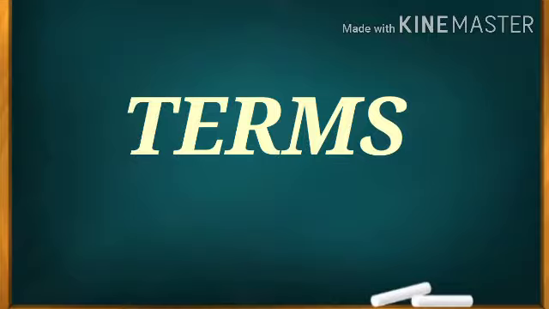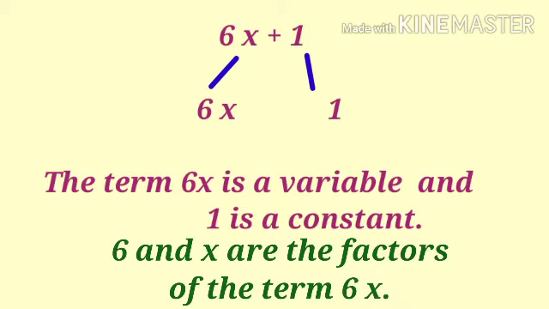Students, now let us see about the terms. The expression 6x plus 1 is obtained by adding two parts, 6x and 1. Here, 6x and 1 are known as terms. The term 6x is a variable term and the term 1 is a constant, since it is not multiplied by a variable. Also, we say that 6 and x are the factors of the term 6x.